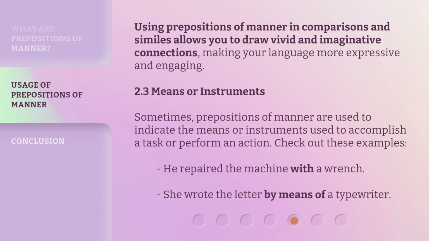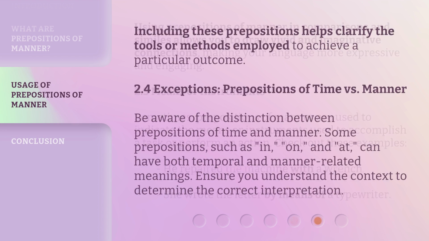2.3 Means or instruments. Sometimes, prepositions of manner are used to indicate the means or instruments used to accomplish a task or perform an action. Check out these examples. He repaired the machine with a wrench. She wrote the letter by means of a typewriter. Including these prepositions helps clarify the tools or methods employed to achieve a particular outcome.